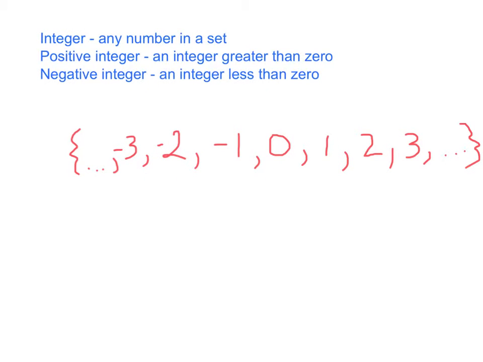A time when you might see negative integers like these would be in temperature. In Minnesota in January, it might be 3 below 0. So it's colder than 0. It's actually less than 0.